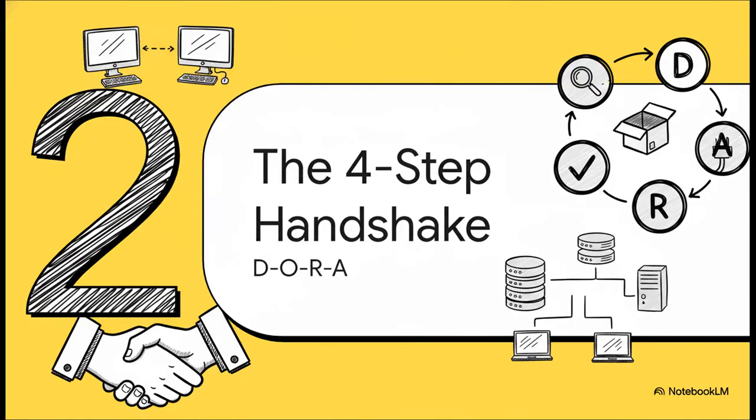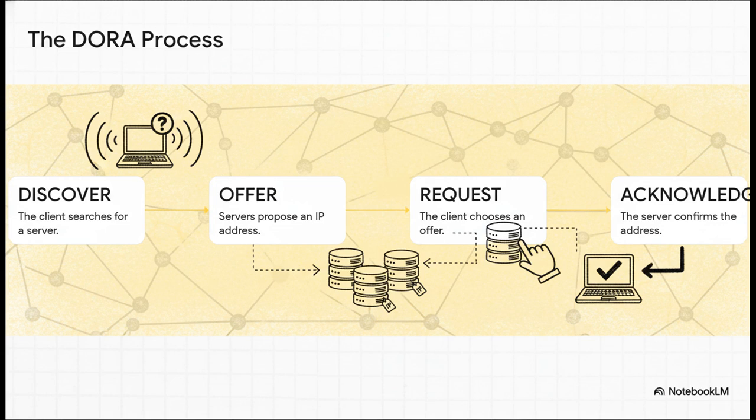Now, this conversation, it follows a very specific four-step process. It's often called the DHCP handshake. The whole thing boils down to 4 key steps: discover, offer, request, and acknowledge. Some people remember it with the acronym DORA. So let's take a look at how this high-speed little chat actually plays out.